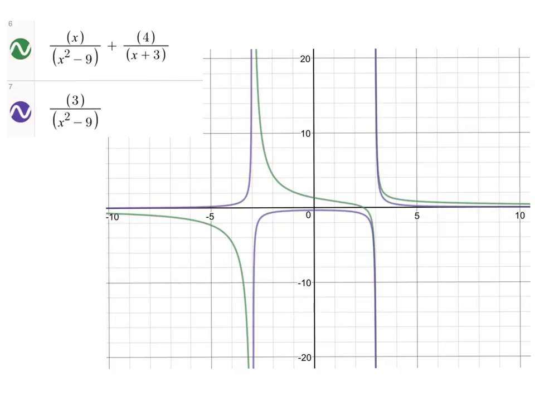So let's say I started with a graph and I wasn't quite sure. I could actually turn to algebra to prove whether or not that's going to have an intersection. And in this case, it doesn't.